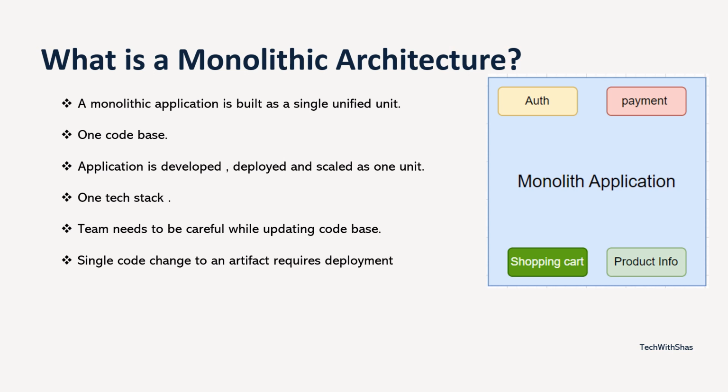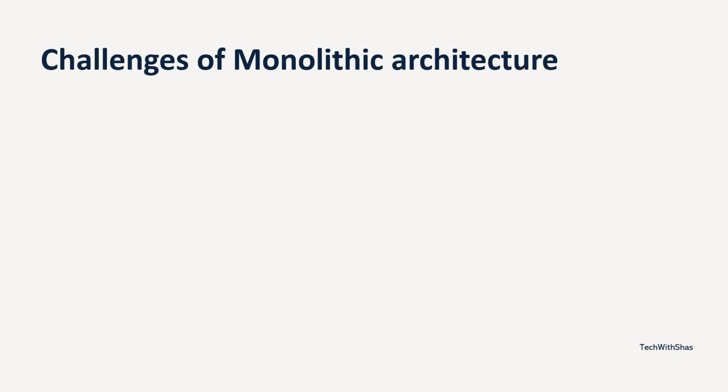And even for a single code change, suppose a requirement comes from the business to add one more payment service to the payment functionality. You can't deploy that separately. You have to deploy the whole application. That's one thing about this architecture. So whatever we discussed till now was basically about the various properties of the monolithic architecture. Let's discuss the challenges which we face with this architecture.